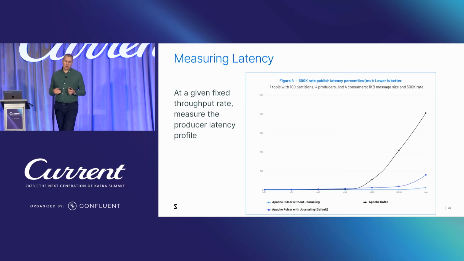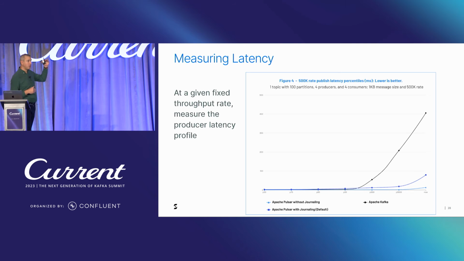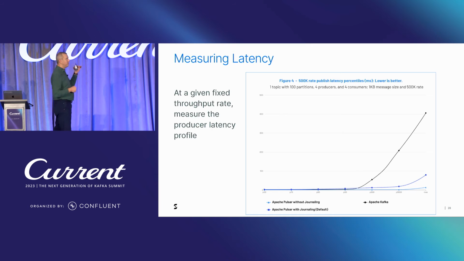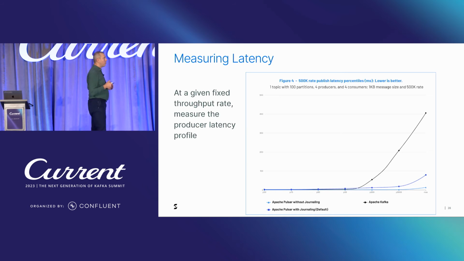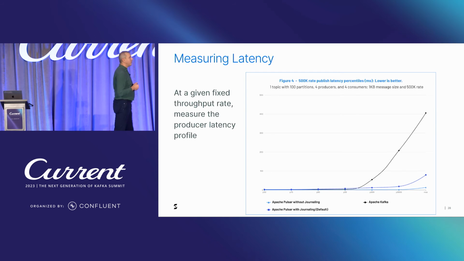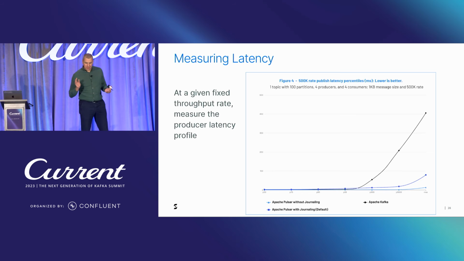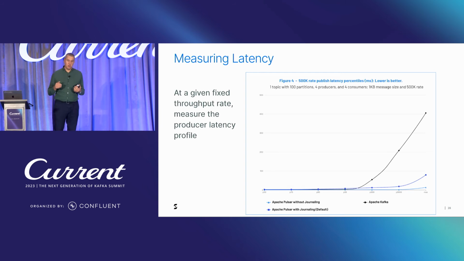On the latency side, you typically don't want to run at the very top, at the max rate, but you want to step down a bit. When comparing systems, we run at the same rate. So you fix the rate, and then you measure the latency on the system. In this case, the rate was fixed at 500K per second on one topic with 100 partitions, and then we measure the latency. And these are latency profiles.